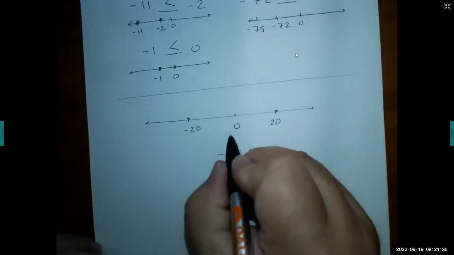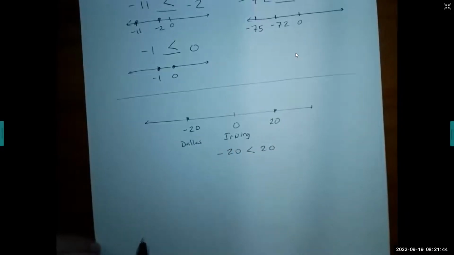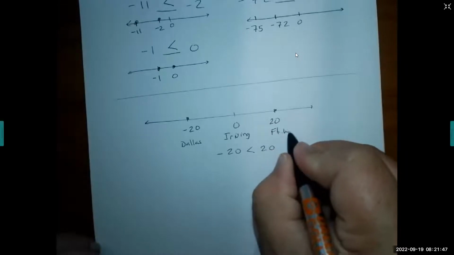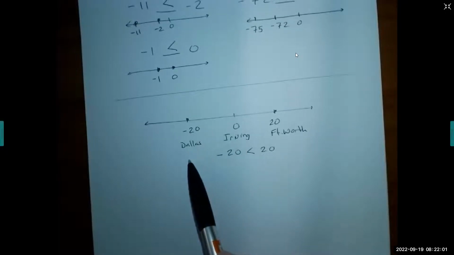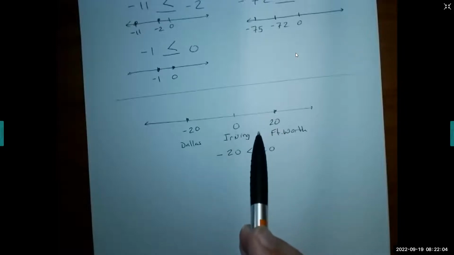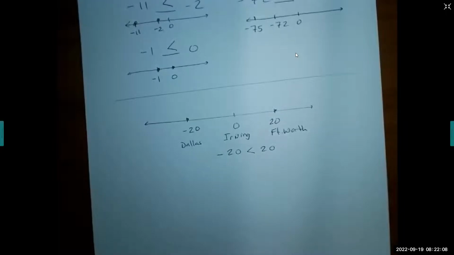Okay, let's do this. Pretend you live in Irving. Dallas is 20 miles to the east. Fort Worth is 20 miles to the west. When you say you're going to go to Dallas or go to Fort Worth, and somebody asks you how far it is, do you say, oh, Dallas is -20 miles away? Fort Worth is 20 miles away? No. How do you say it? You just simply say Dallas is 20 miles away, or however many miles it is.